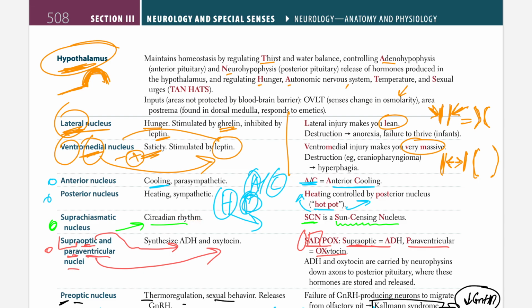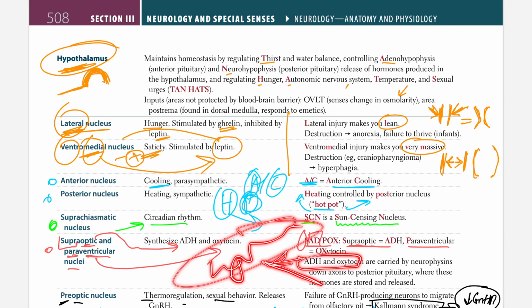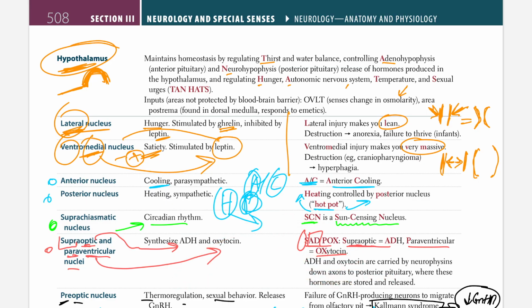Then you have the supraoptic and paraventricular. Supraoptic, above the optic chiasm, has the ADH release, and the paraventricular, on the side, has the oxytocin release. ADH and oxytocin are carried by neurophysins down the axon to the posterior pituitary. So an important high yield point is that ADH and oxytocin are formed in the hypothalamus, and they travel down to the posterior pituitary through neurophysins, where these hormones are stored and released. They are not formed in the posterior pituitary, while the anterior pituitary hormones are formed in the anterior pituitary.